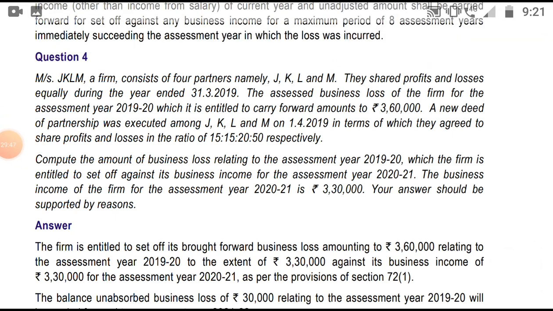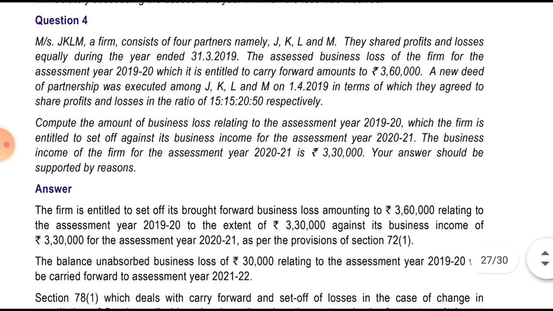So, the summary of question 4 is: there are four partners, and there are 2 years stated in the question, that is 2018-19 and 2019-20. In 2018-19 their share was equal, and in 2019-20 they had entered into a new deed as on 1st April, that is starting itself, for the ratio of 15, 15, 20, 50, and accordingly the ratios have changed. There is a carry forward loss relating to the previous year 2018-19 of 3,60,000 rupees, and there is an income of 3 lakh rupees in the current year.